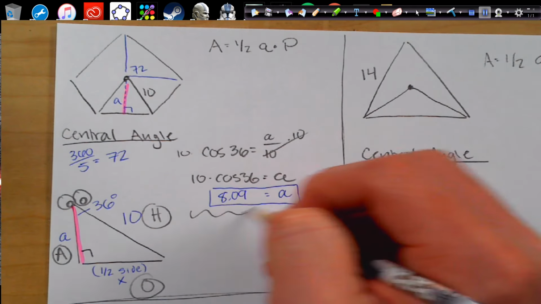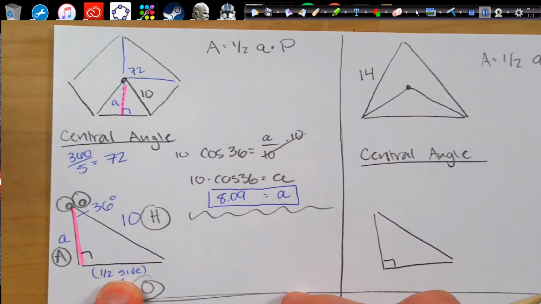And then we're going to have to find the side so we can find the perimeter, okay?